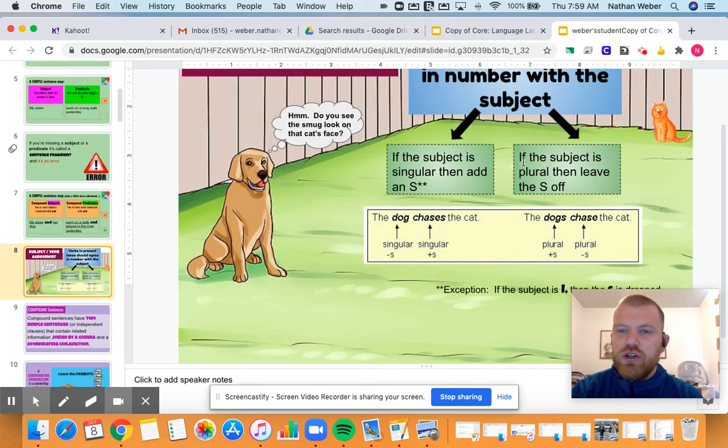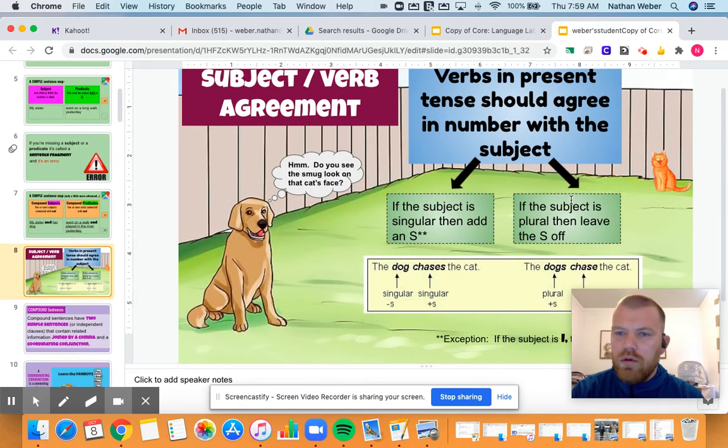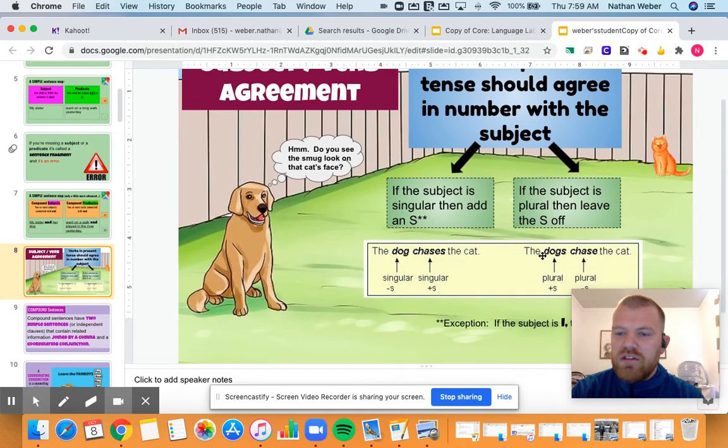And the same is true when the subject is plural with an S. Then you have to leave the S off the verb. So the dogs chase the cat, not the dogs chases the cat. So the subject is plural with an S. The verb has to have no S. It's singular. So please write that down. Pause if you need to. Then I'm going to move on.